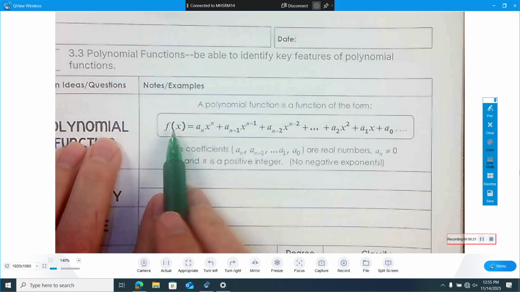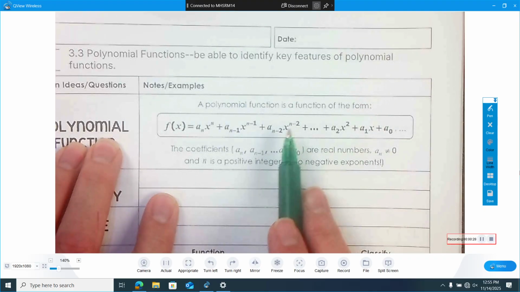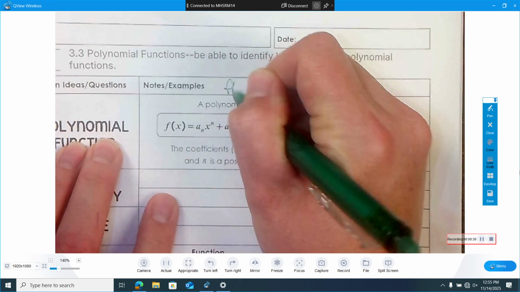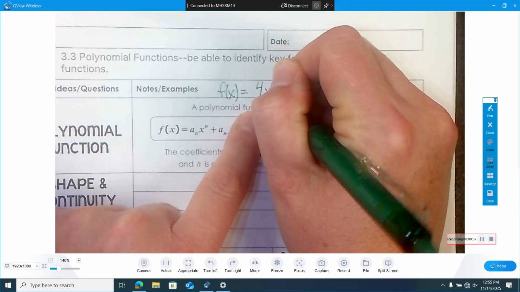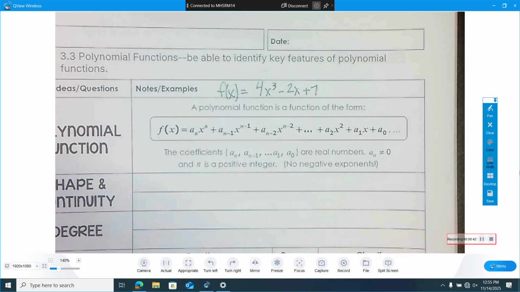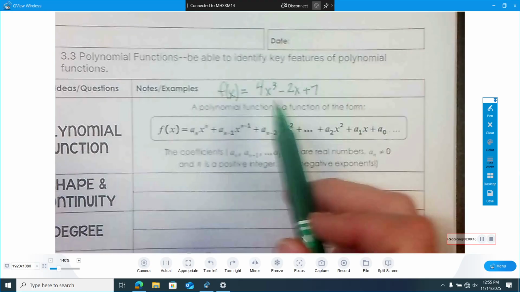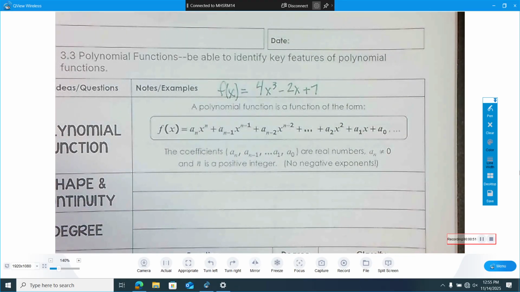A polynomial function, this is a crazy way to write a polynomial function, okay? But a polynomial function is a function that is made up of coefficients and x to powers, all right? So something like 4x cubed minus 2x plus 7, and a constant. So that's just an example of a polynomial function. All the coefficients, all the numbers in front, are all lovely numbers, as long as they are not 0.